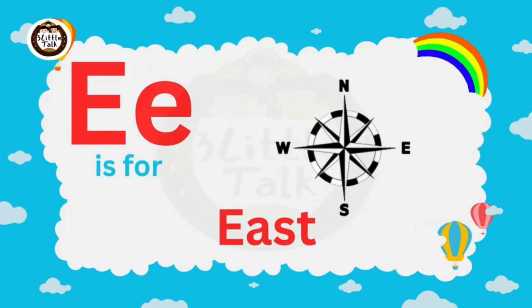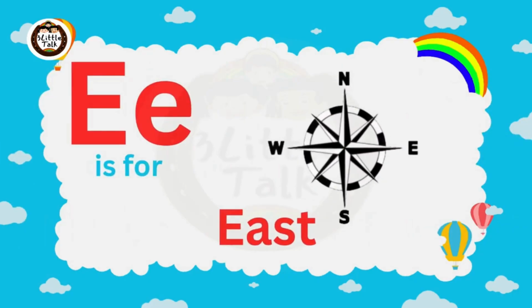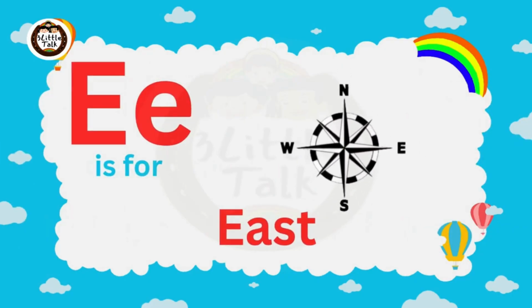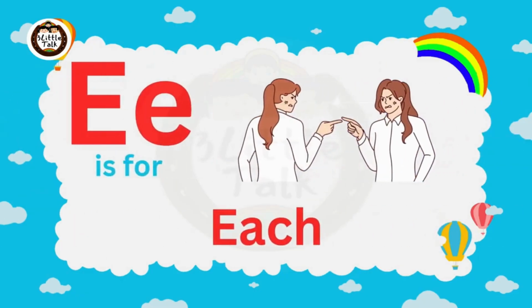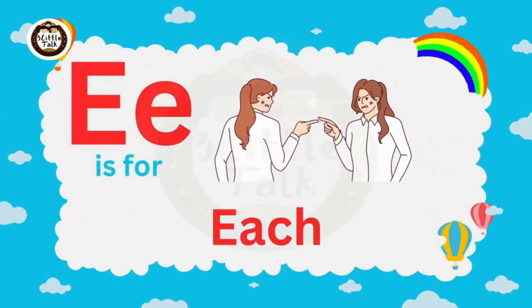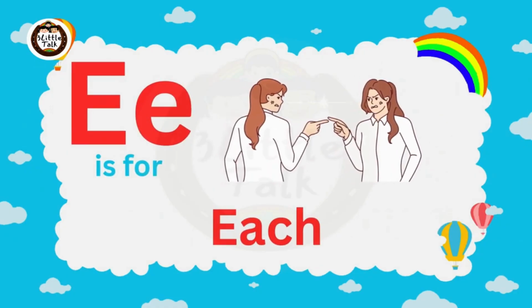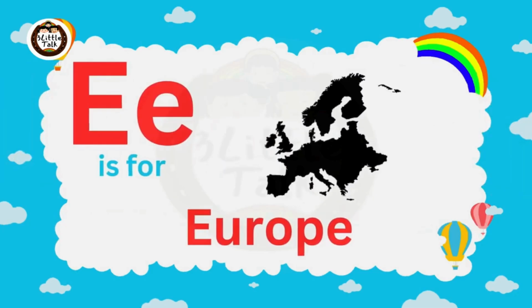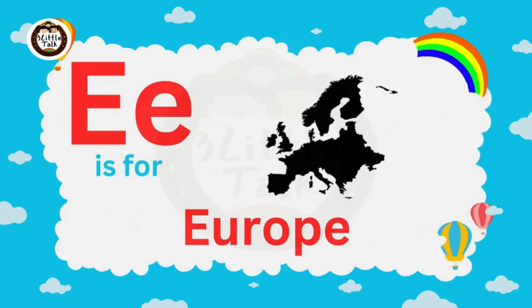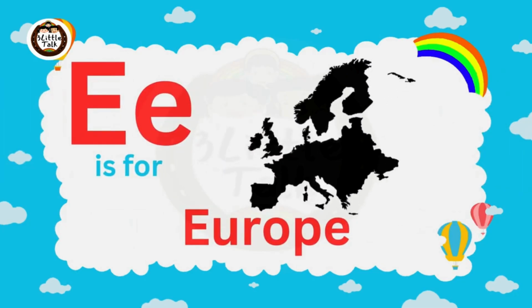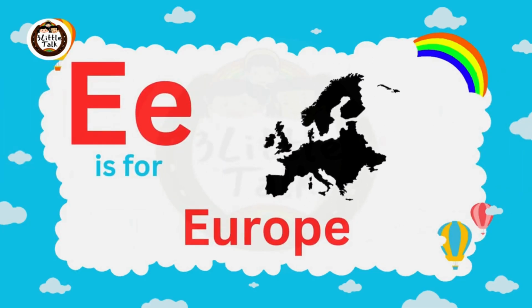E is for east. E is for each. E is for Europe.